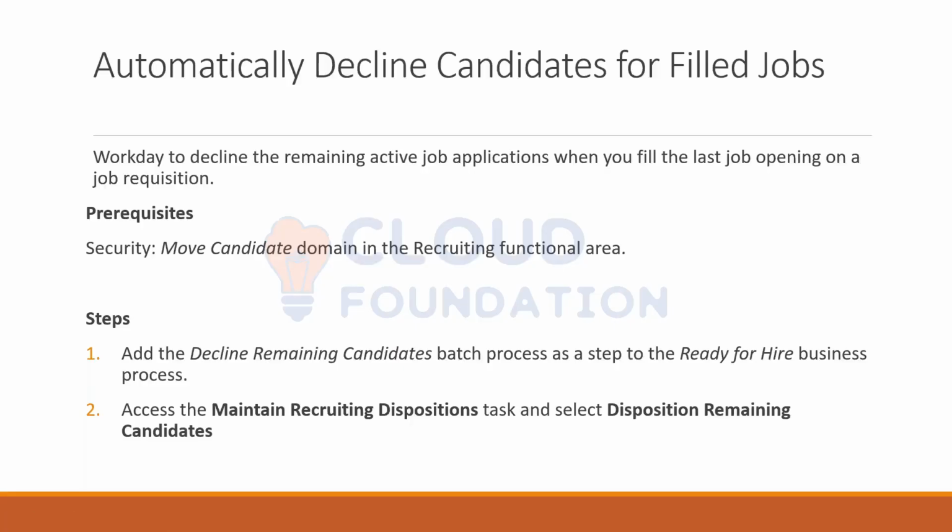Okay, so how can we do it automatically? There is one sub BP called decline remaining candidates batch process, which we have to include as the last step for the ready for hire. Like we did for automatically declining candidates for other job applications, similarly over here we have to include this sub BP step in the ready for hire BP. Okay, and then we have to maintain some reasons also. We can do so through this task.